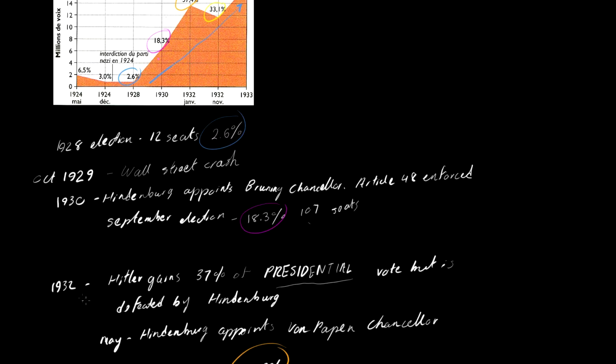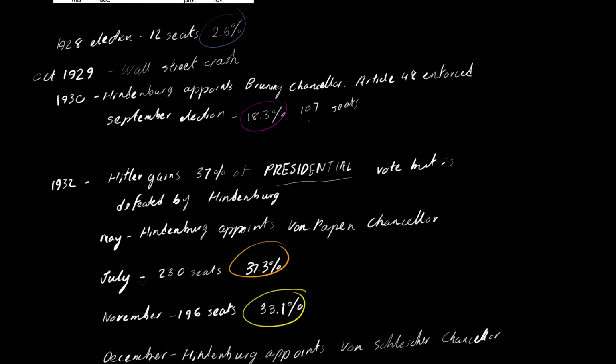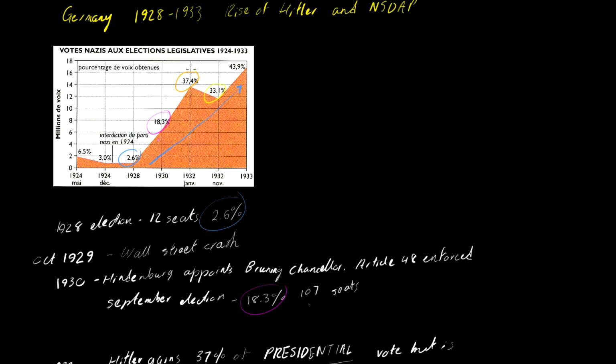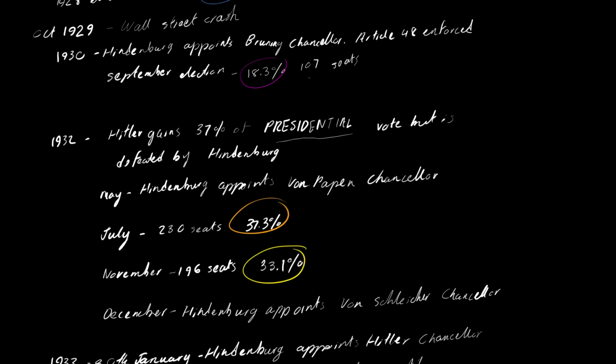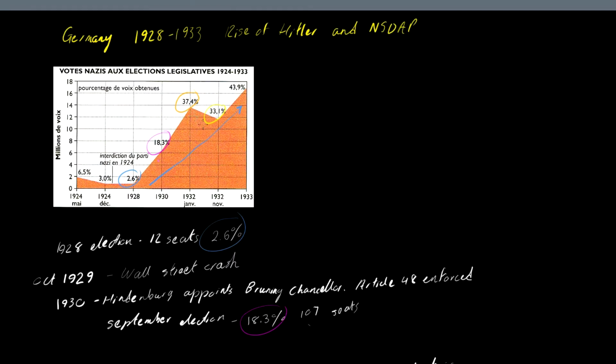In May 1932, Hindenburg appoints von Papen chancellor, and in July, the NSDAP gets 230 seats. So that's quite a significant amount. So 37.3%, and over here it says 37.4, but nonetheless, we have November where it gets 196 seats, so 33.1%. So there is a small drop there in actual support. So there is an argument that maybe if it wasn't for Hitler's appointment as chancellor, the support of the NSDAP would have continued going down, but it was because of Hitler's appointment as chancellor in 1933 that we see it begin to go up.